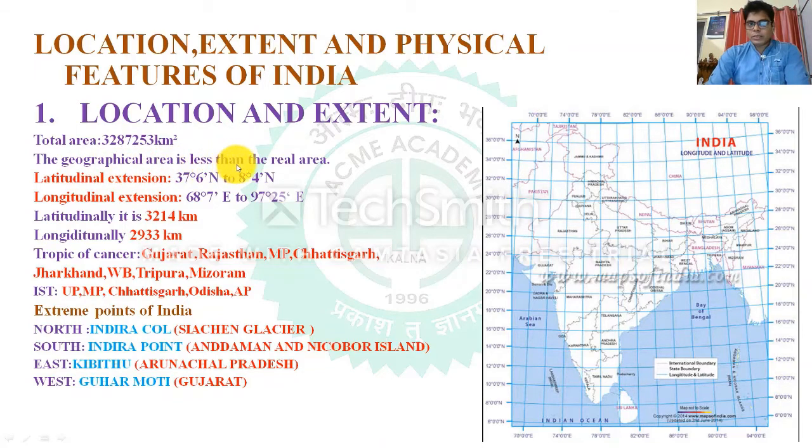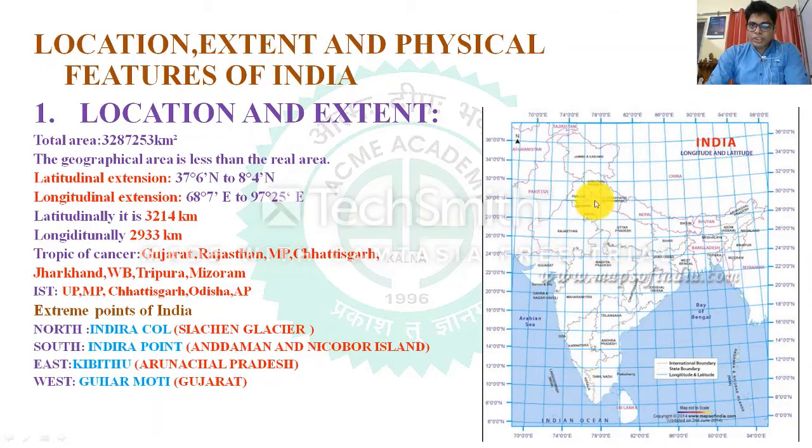The geographical area is less than the real area. If you consider the real area, only the boundary is considered, and if you take the geographical area, the height of the mountains, the plateaus and the plain area are also taken. And the latitudinal extension of India is 37 degree 6 minutes north to 8 degree 4 minute north.